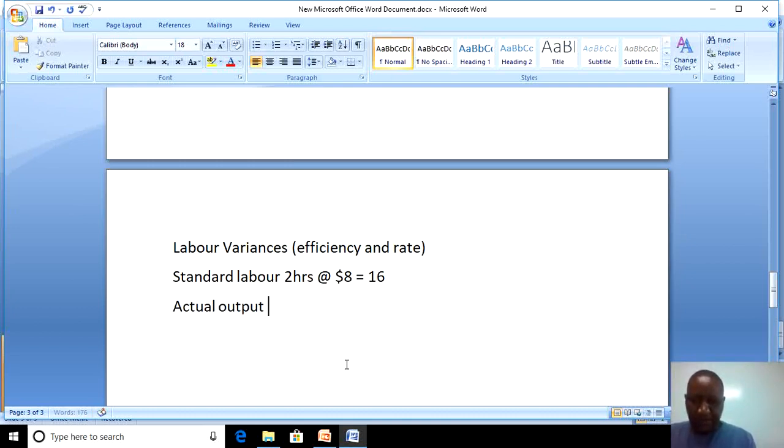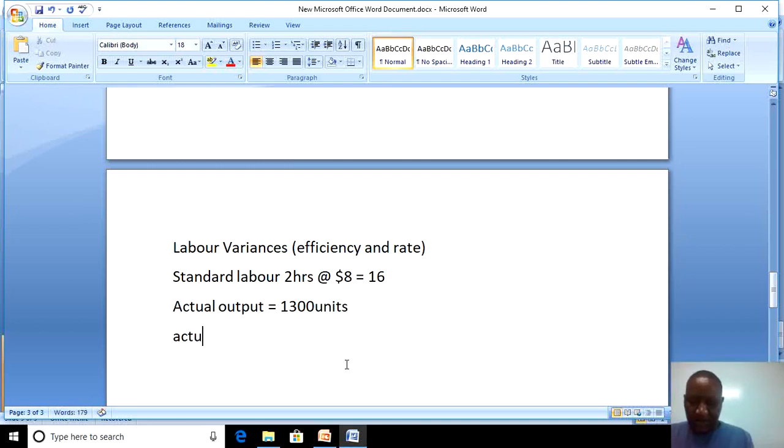Actual output is 1,300 units. These are units. What else did we pick from the question? It's the actual labor hours and cost.